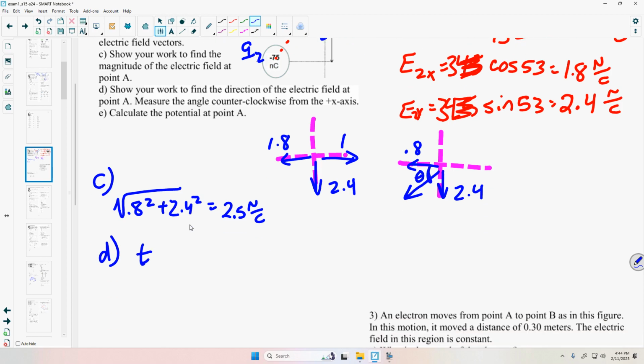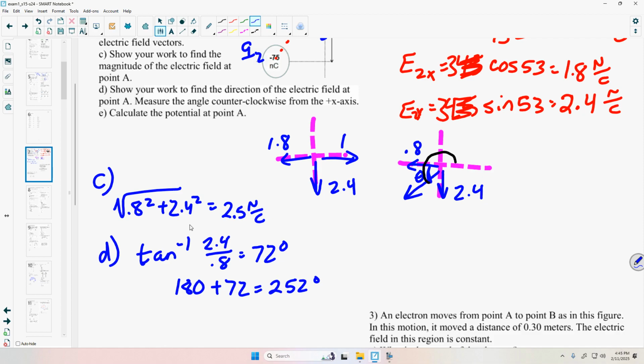And then to find the direction of the electric field, I find this angle right here. That's the inverse tan of opposite over adjacent, 2.4 over 0.8, and that's 72 degrees. But I'm asking for it from the positive x-axis, so I really want to know that angle. So my final angle is going to be 180 plus 72, which is 252 degrees from the positive x-axis. That's that answer. So that's the magnitude, and that's the angle.